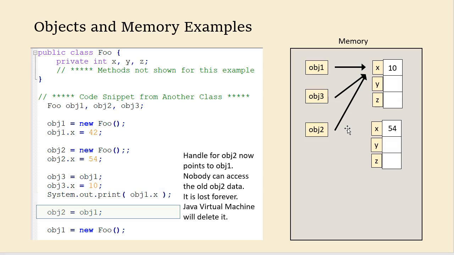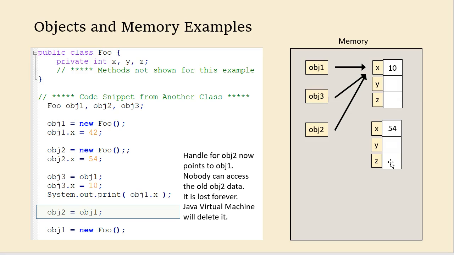Now let's do something unusual. Object 2 is equal to object 1. Oh, okay. What did it do? It changed the handle for object 2 to object 1, and now everybody's pointing to the same memory space up here. Nobody's pointing to this memory space that used to be object 2. And the memory space that's no longer pointed to is gone. You can't access it anymore.